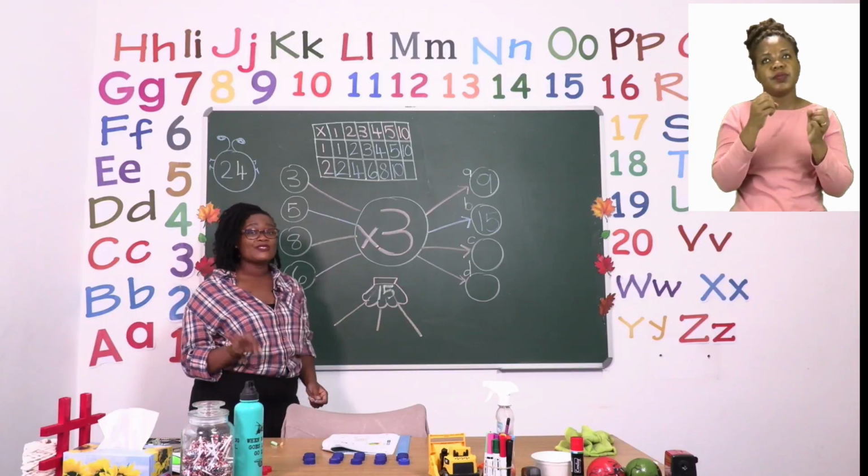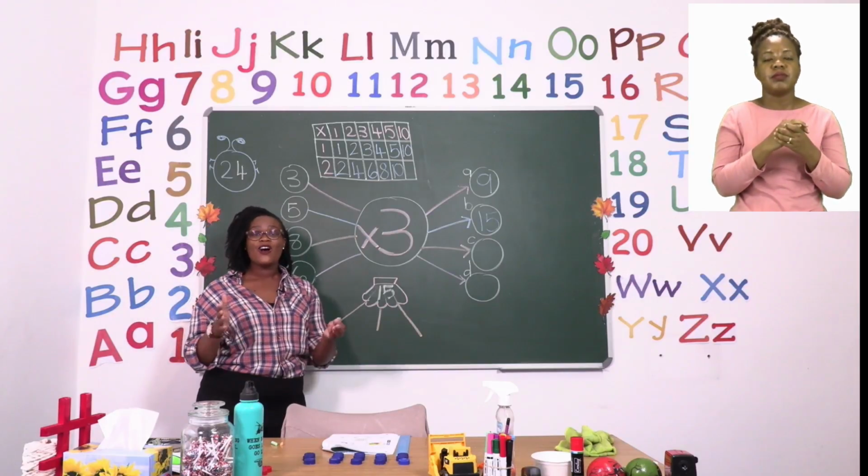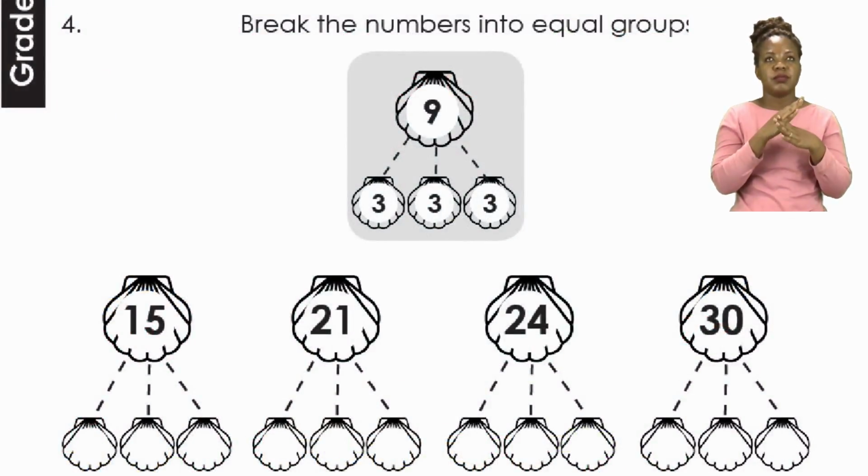Now we can move on to the third activity for our exercise. Our exercise now is asking us to break the numbers into equal groups. So instead of giving us the times table, this time they've given us the total, and we need to break them down into equal groups, which means we are going to share.